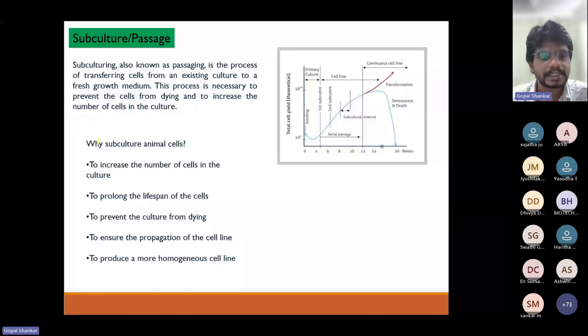So why do you have to do subculture? Subculture is basically to increase the number of cells in the culture, and to enhance the lifespan of your cells. You can prevent the cells from dying and ensure the propagation of the cell line, and you produce a more homogeneous cell line.